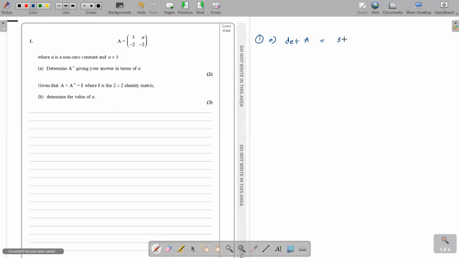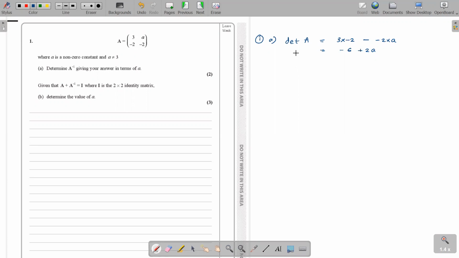So 3 times minus 2 is the product of the elements in the main diagonal. Subtract it with the product in the other diagonal, minus 2 times A. So I get here 3 times minus 2 is minus 6, minus minus is plus 2A. Is that okay?